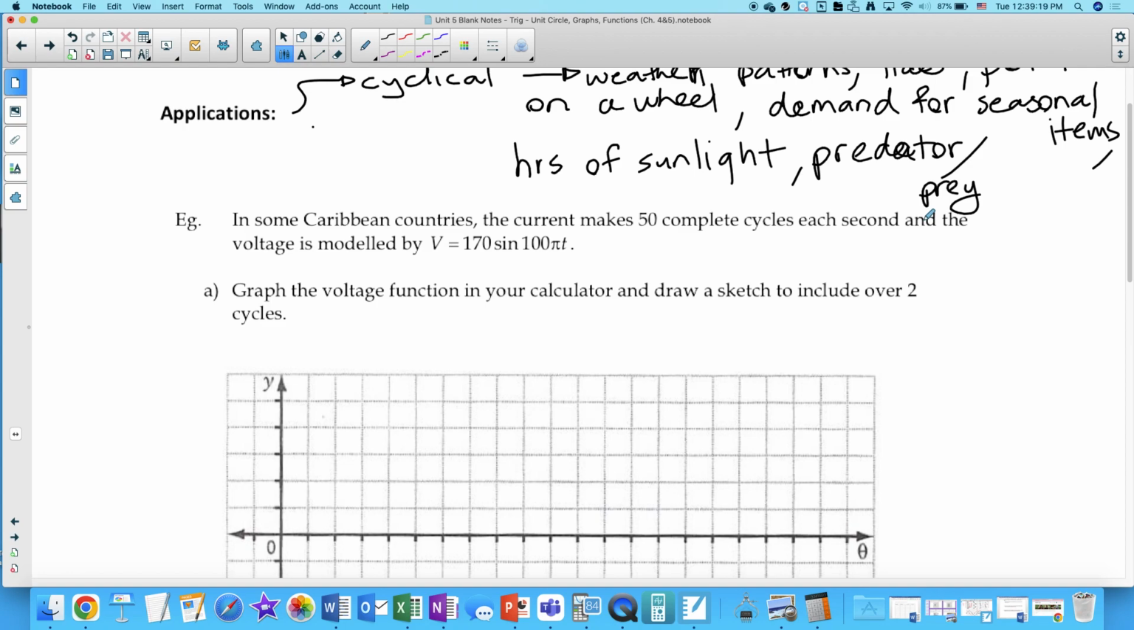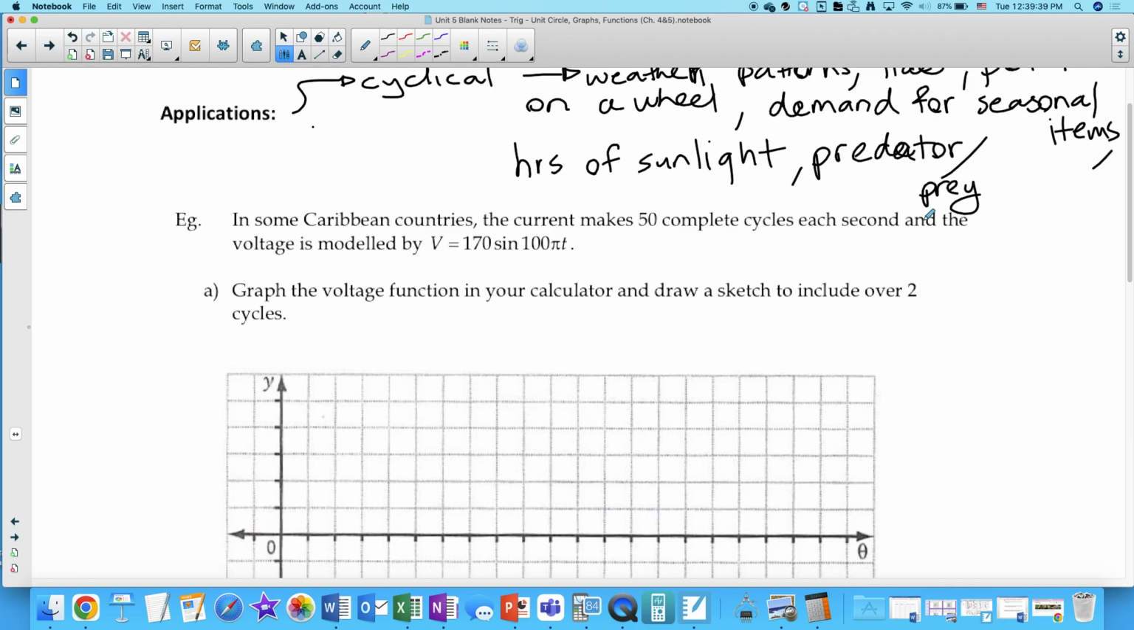In some Caribbean countries, the current makes 50 complete cycles each second, and the voltage is modeled by V equals 170 sine 100 pi t. Okay? Graph the voltage function in your calculator and draw a sketch to include over 2 cycles.